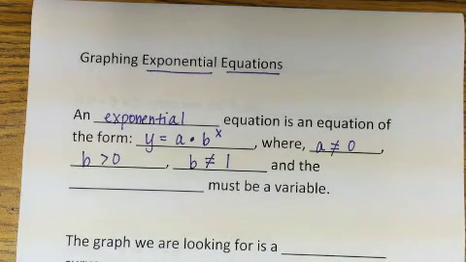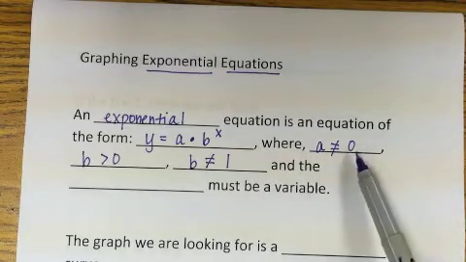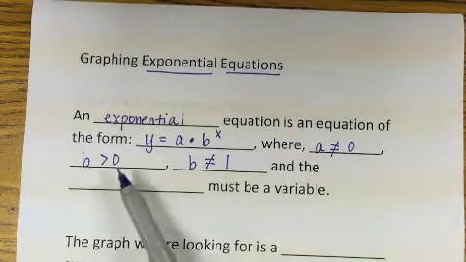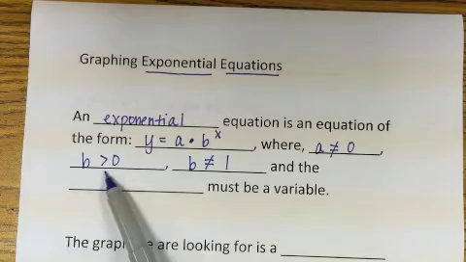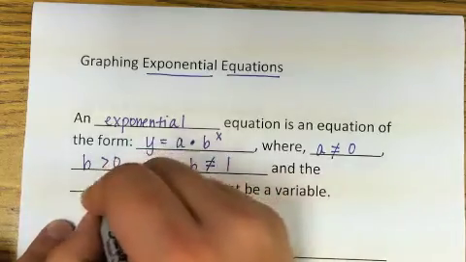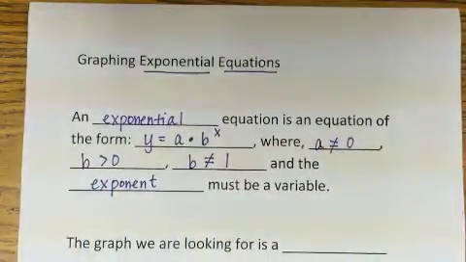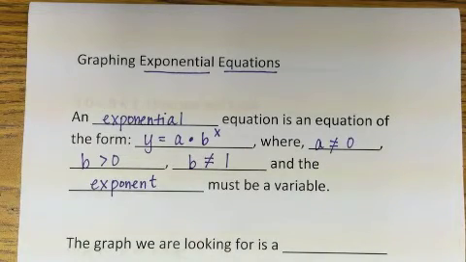That's the only thing, because anytime you plug 1 in, 1 really is uninteresting, and we really want to get a good idea of what the graph is doing. So these three rules must be followed. A cannot equal 0, b has got to be greater than 0, and b cannot equal 1. And the exponent must be the variable.